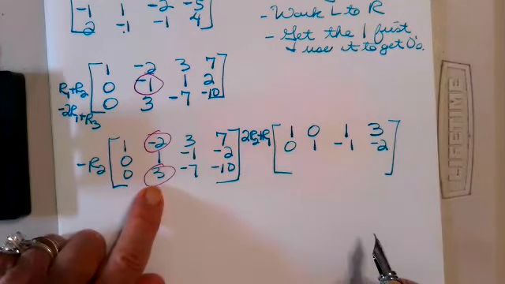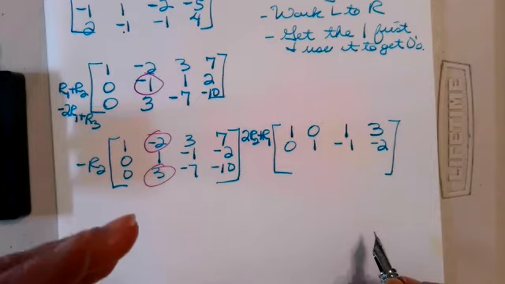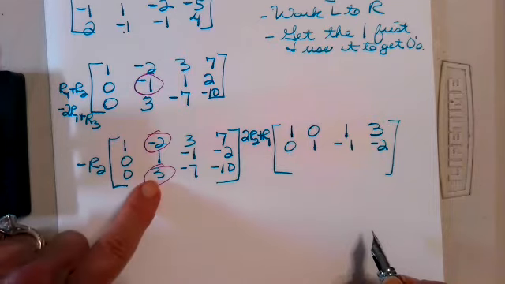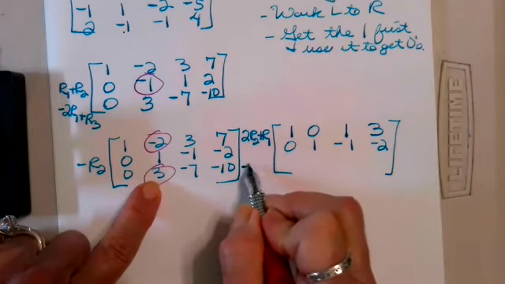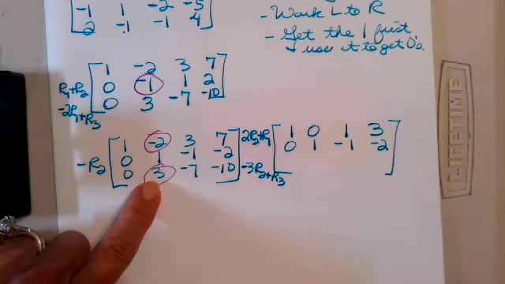Now in this one, we want to take a 3 and turn it into a 0. What do we add to 3 to get 0? You add minus 3. So I want to take minus 3 times row 2 and add it to row 3.